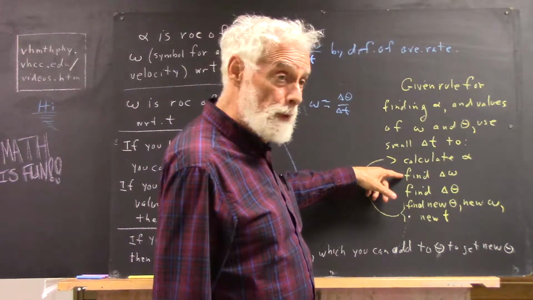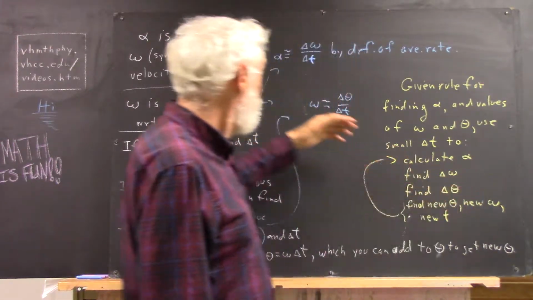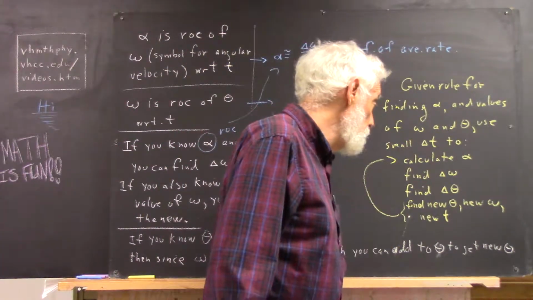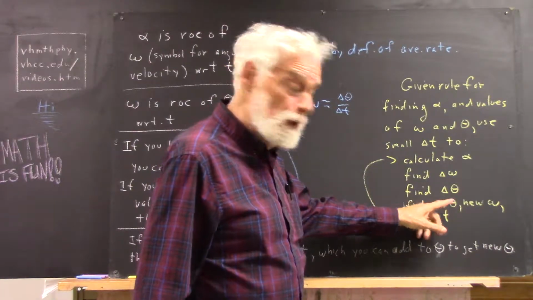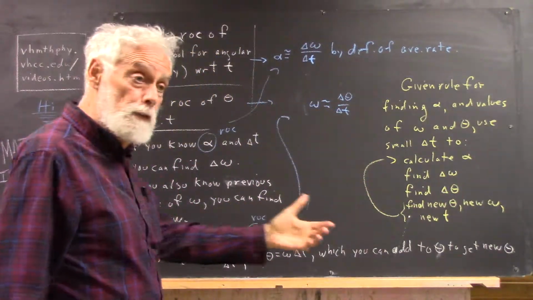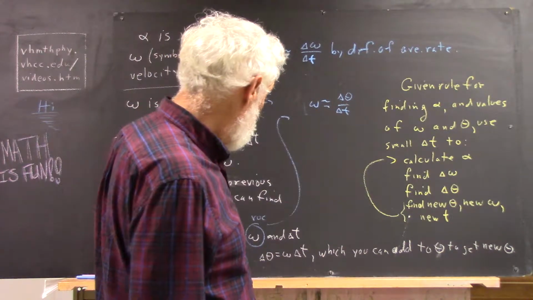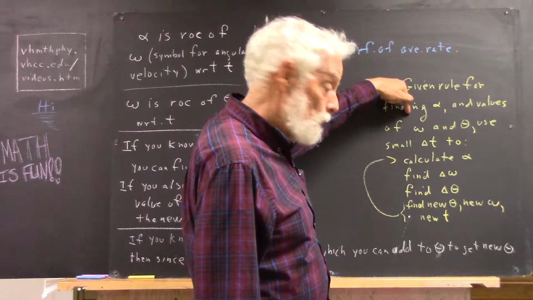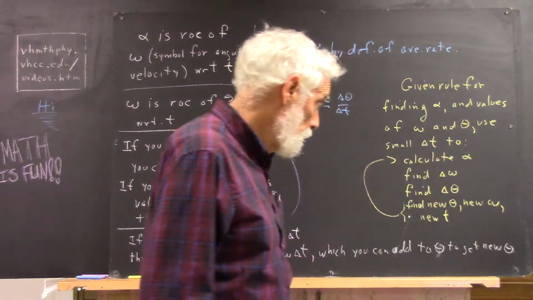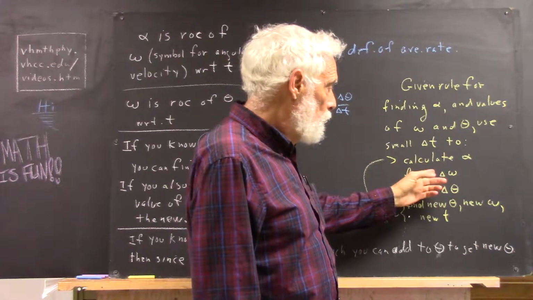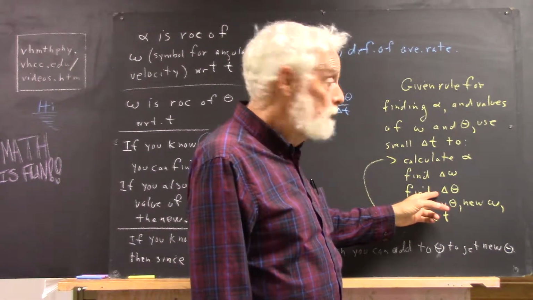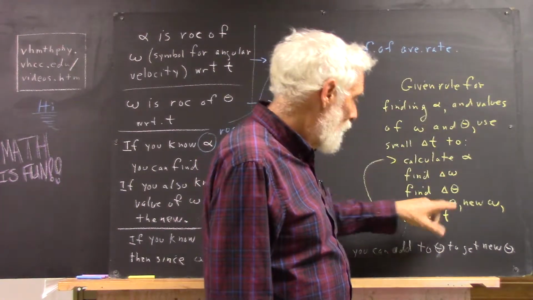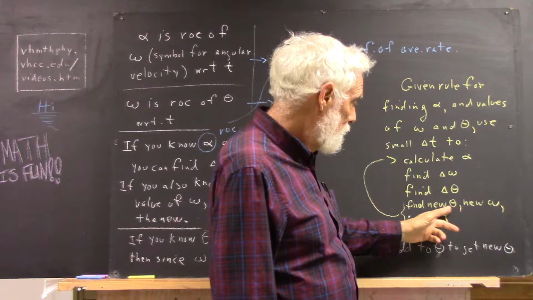And then we can find from that delta omega, because alpha is your rate of change of omega. Multiply that by your delta t, you get your delta omega. And you can find delta theta. How's that? Well, omega is the rate of change of theta. So you multiply your omega, which you're given, which you know, by your delta t to get delta theta. And then, knowing the change in omega and the change in theta, and knowing what omega and theta are to start with, you can add the change to the quantity and get the new values.